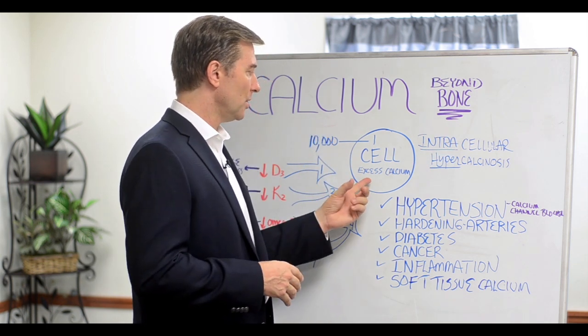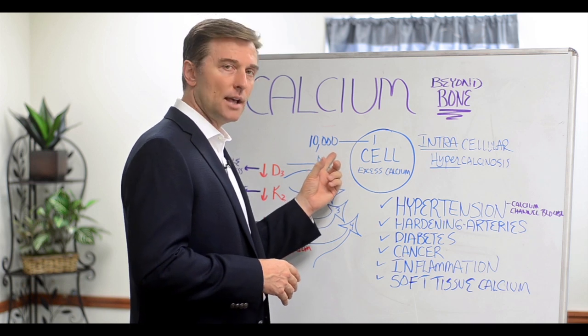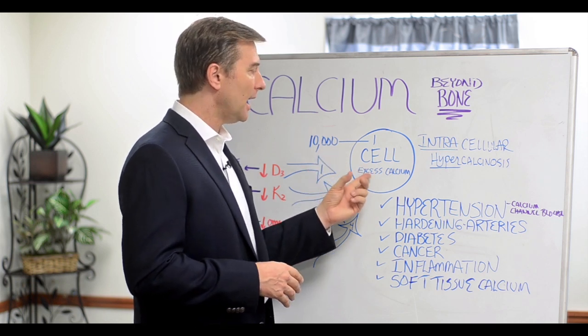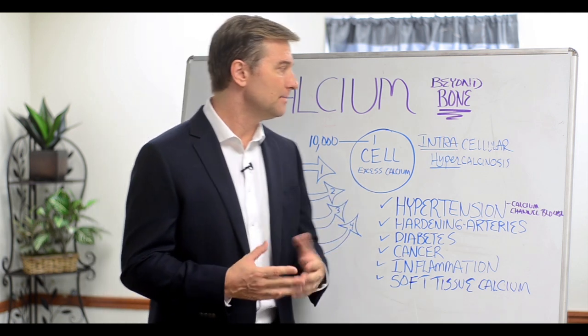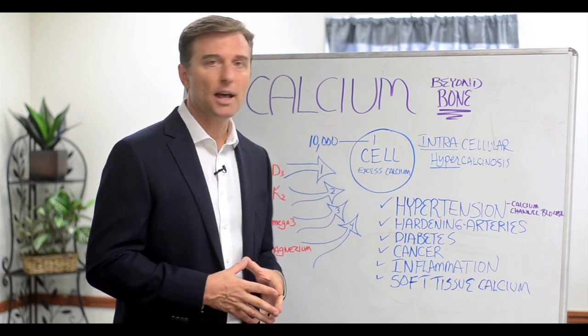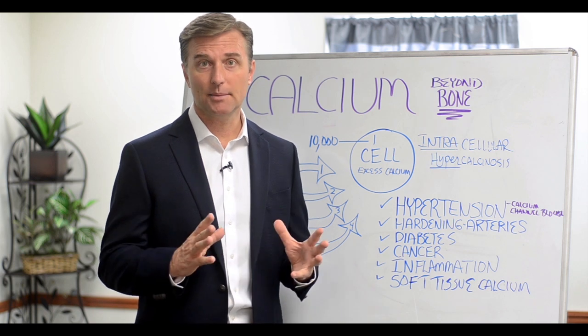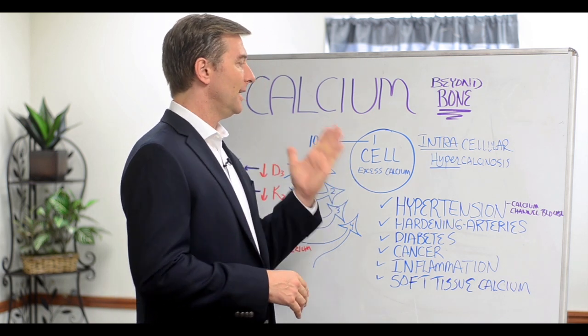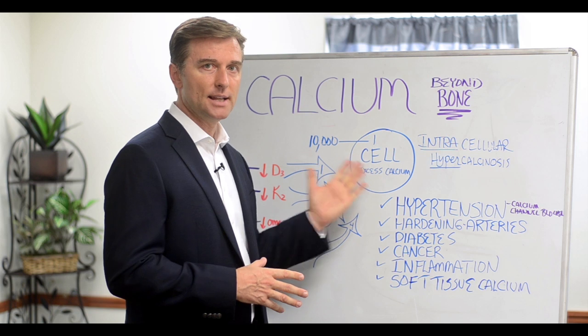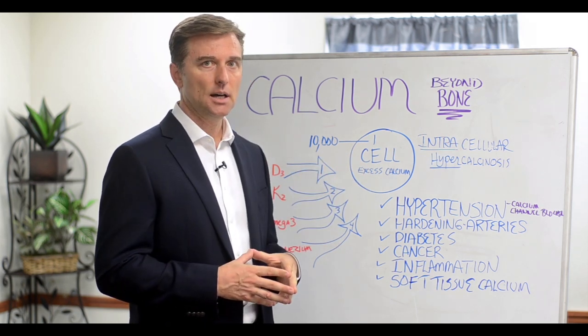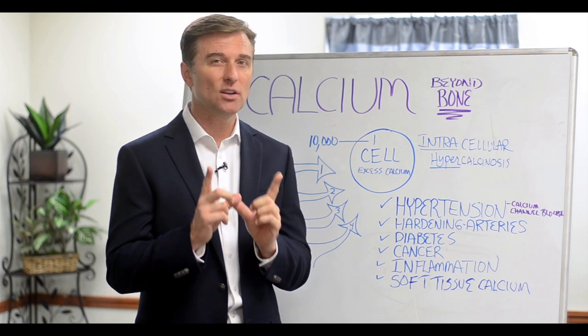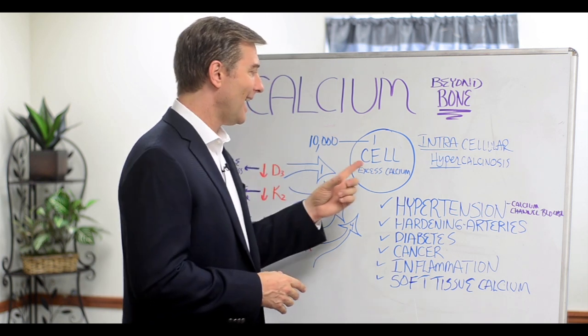But this condition where you have low calcium, yet high calcium inside the cell, which is very common, is called intracellular hypercalcinosis. Now, don't worry about that name. All it means is there's too much calcium inside that cell, and that's because there's not enough outside the cell. We'll get into what causes that, but let's take a look at what occurs when that happens.